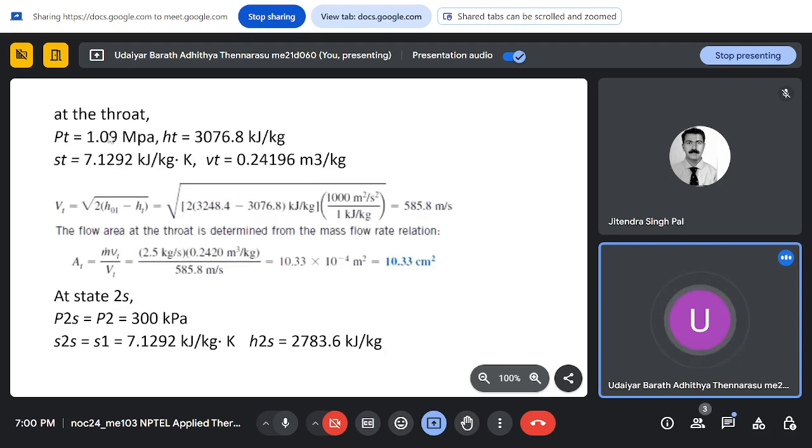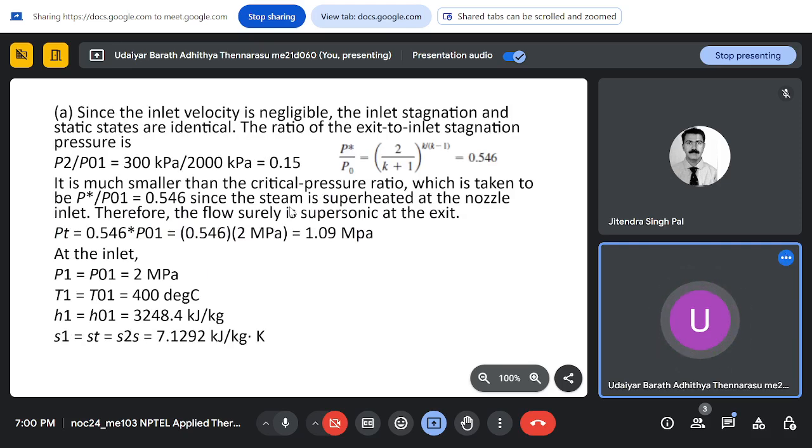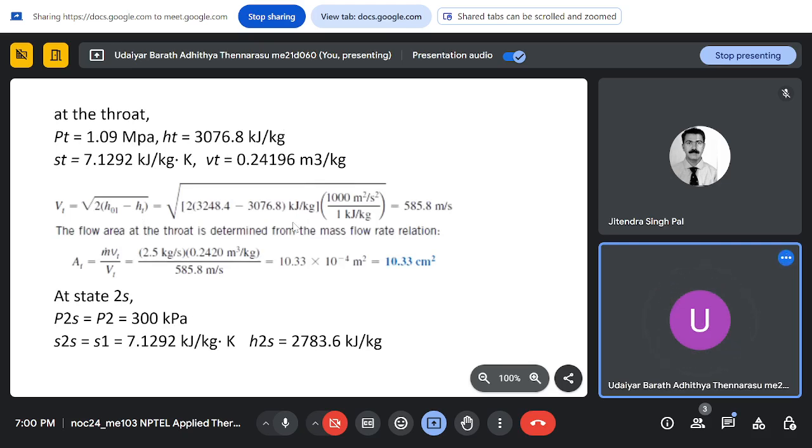Now at the throat, my entropy is the same, and I know the pressure, so I can estimate the enthalpy, which is 3076.8 kilojoule per kg, and my specific volume will come out to be 0.24196 meter cube per kg. So we have found two states. Initially I know pressure and temperature, then I know pressure and entropy, and I have estimated the enthalpy and specific volume from the steam table. Next, using this I can find out the velocity.